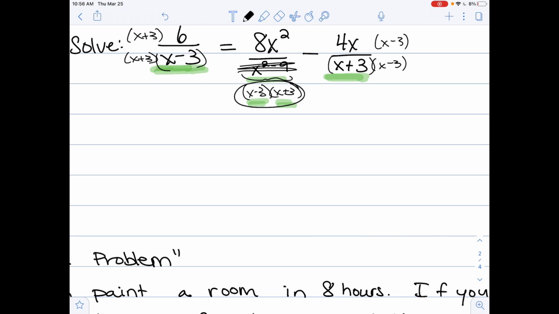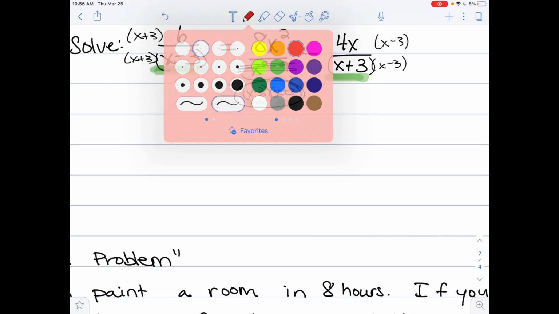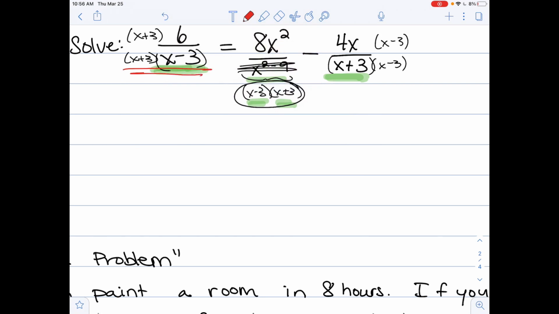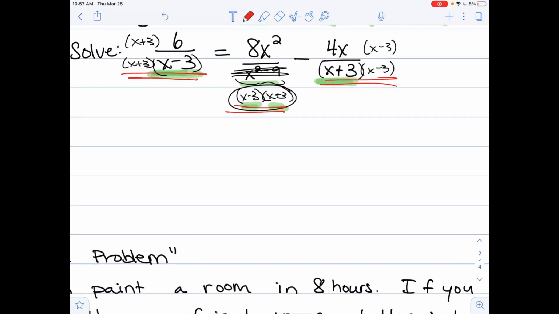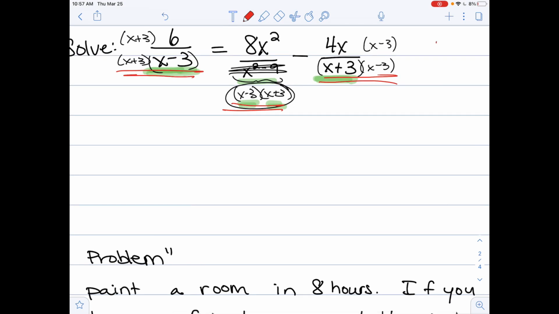Now here's what's super cool about this. Do you see how all of these denominators are the same now? So x plus 3, x minus 3, x plus 3, x minus 3, x plus 3, x minus 3. If I were to multiply both sides by the denominator, that's going to cancel them out. So when we see an equal sign and the same denominator, we can cancel all the denominators. Only if we see an equal sign and all of them have the same denominator.